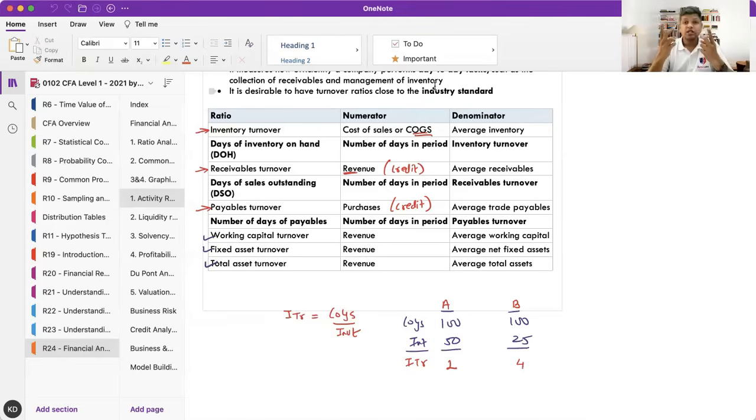Yes, sir. So can you relate that to receivables turnover? Receivables turnover will tell me how quickly you are able to collect money from your receivables. Isn't it?